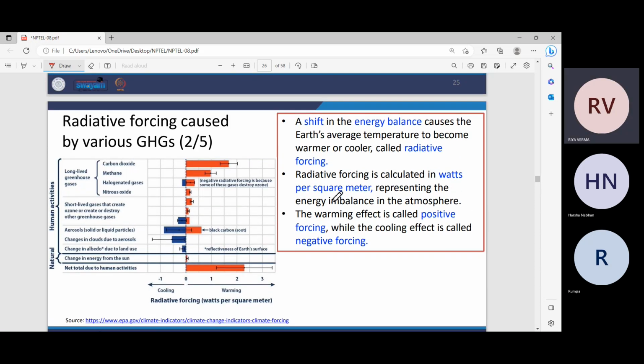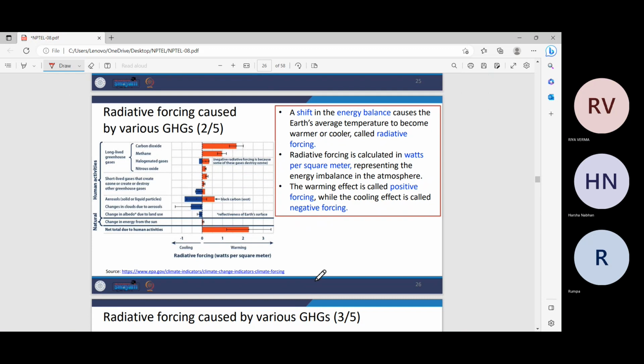So basically, a shift in the energy balance that causes the Earth's average temperature to become warmer or cooler is called radiative forcing, and it is calculated in watts per square meter. And if overall the temperature of the earth is rising or a warming effect is observed, then it is termed positive forcing. On the contrary, if the overall temperature is decreasing and a cooling effect is observed, then it is termed negative forcing.